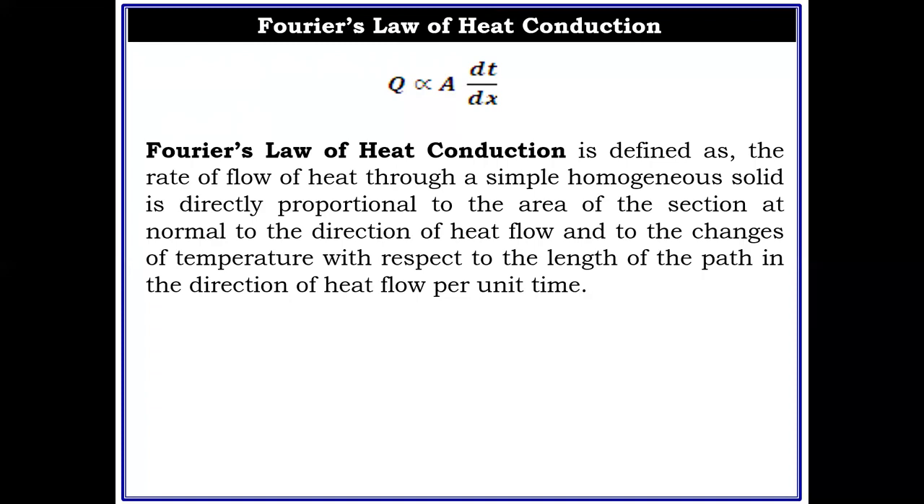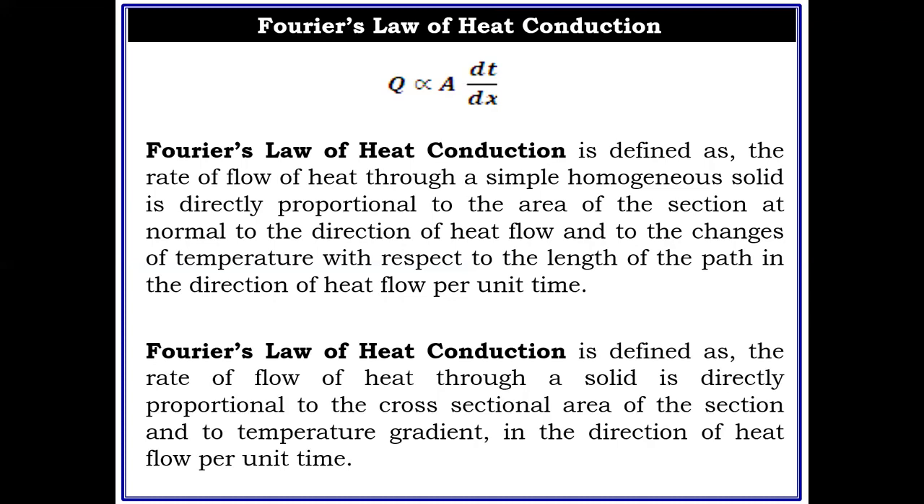is directly proportional to the area of the section normal to the direction of heat flow and to the change of temperature with respect to the length of path in the direction of heat flow, per unit time. Obviously a time limit should be there, so per unit time.